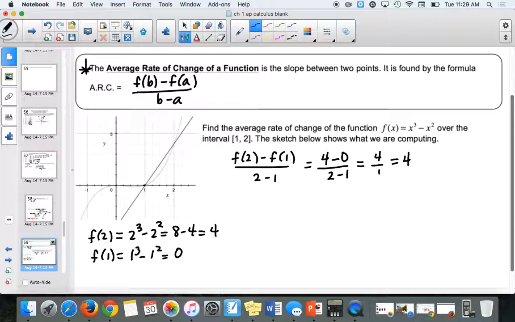So what we just approximated is the slope between those 2 points there, right? We had the point 2, 4, and we had the point 1, 0, and we found the slope between the two. Easy enough? Easy points in AP Calc. So every time you see average rate of change of a function, we just do f of b minus f of a all over b minus a. So we use the interval that we were given.